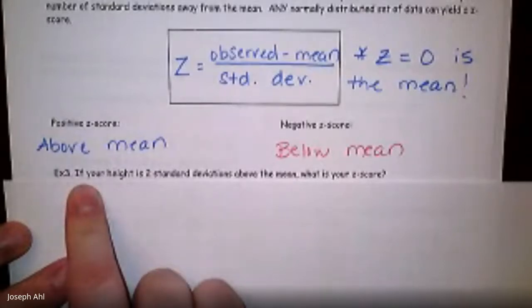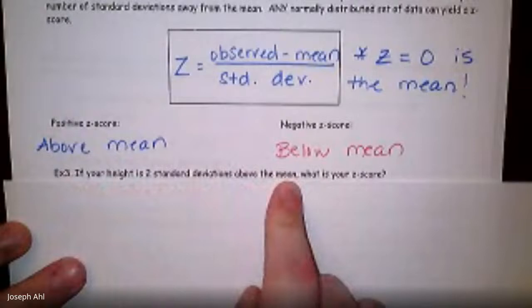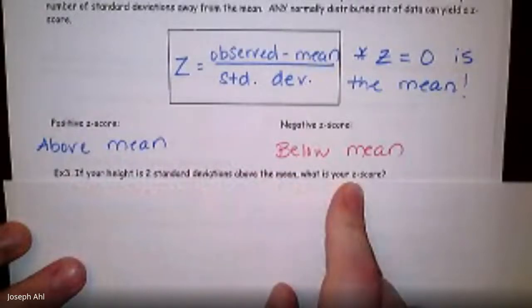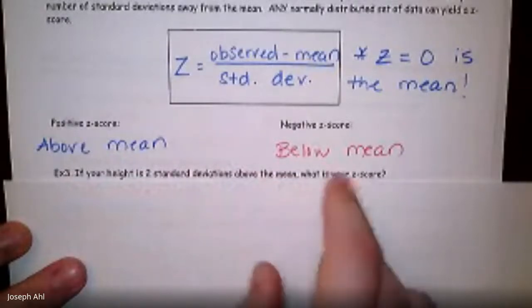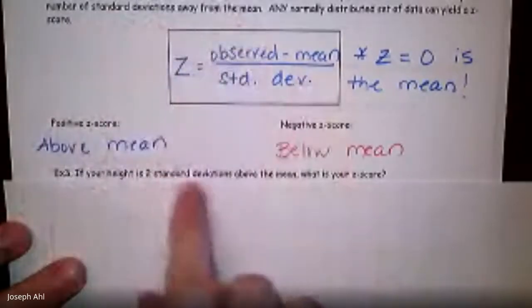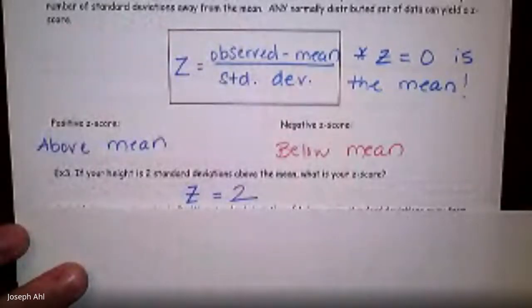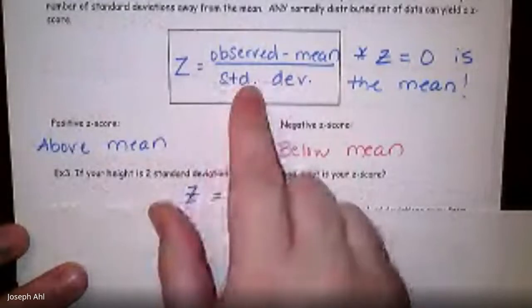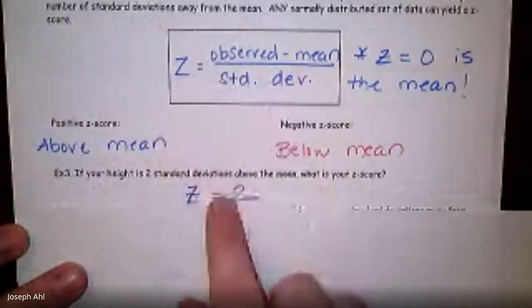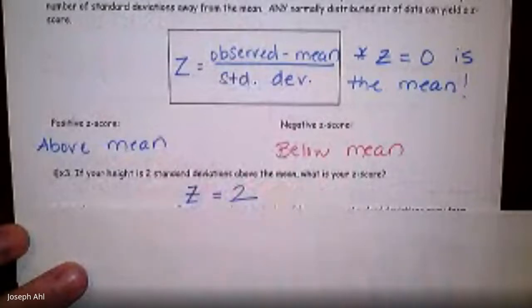Here's a quick example. If your height is 2 standard deviations above the mean, what is your z-score? That's exactly how we define z-score. Z-score is the number of standard deviations away from the mean you are. So if you're above the mean, your z-score would be positive 2. Okay, no calculations there. You don't necessarily need this formula here. We automatically know z is 2 if that's how many standard deviations above the mean we are.